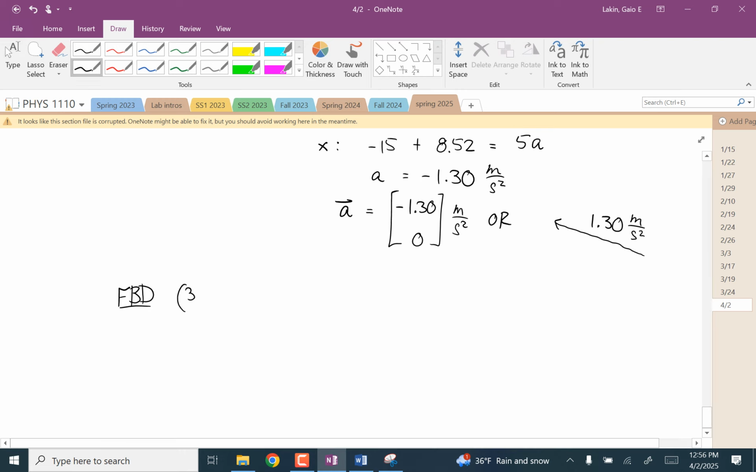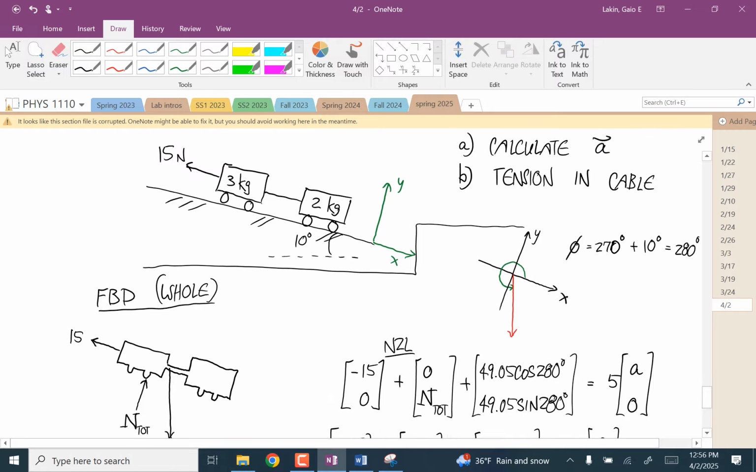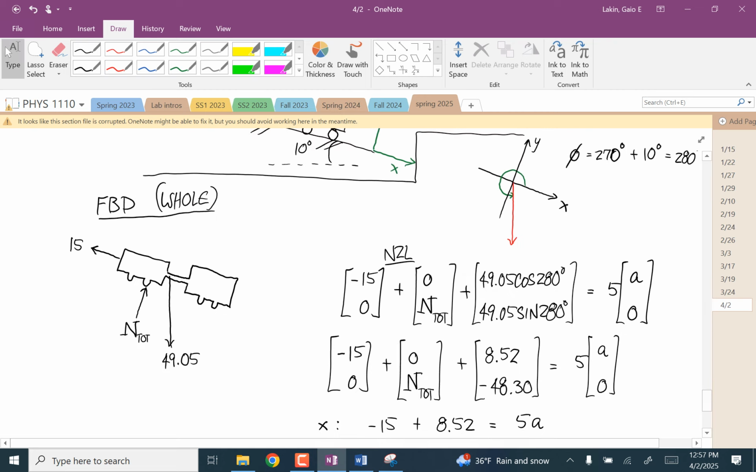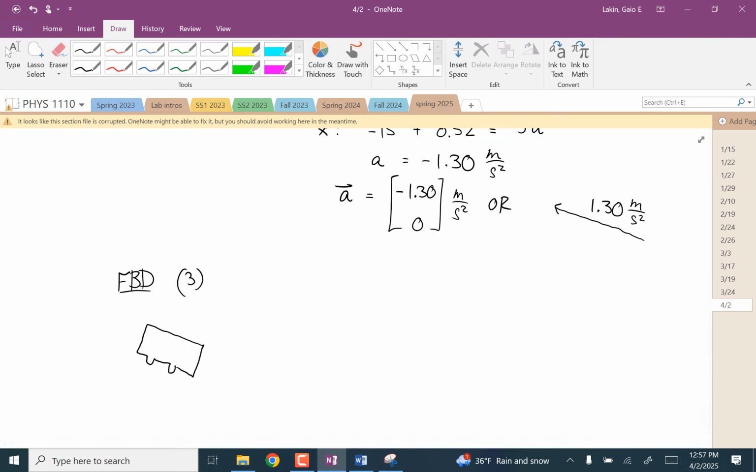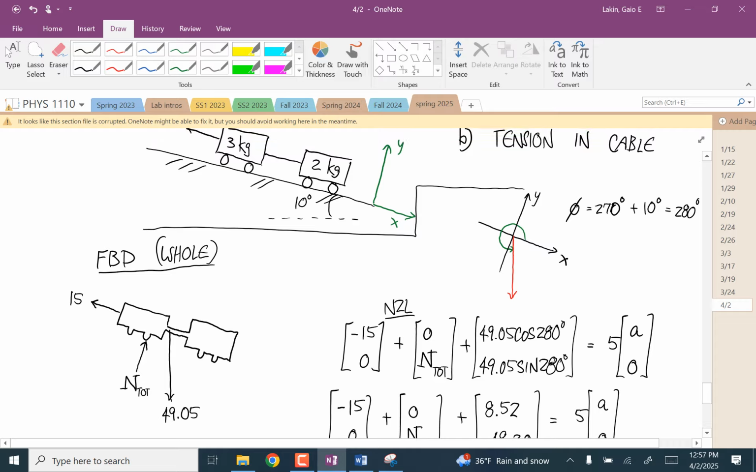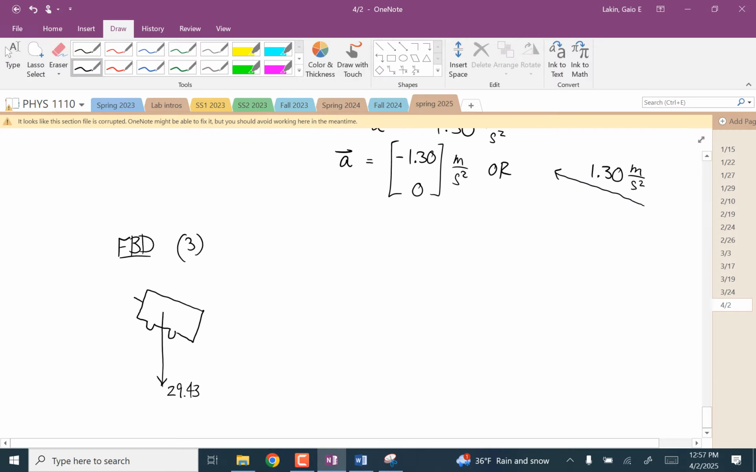So I'll do the 3. Acting on the 3, we have the weight. That's equal to 3 times 9.81, 29.43. And we have that 15 acting over here.